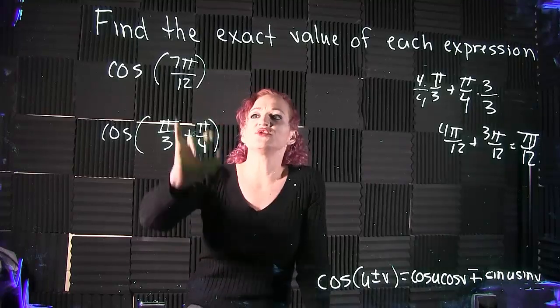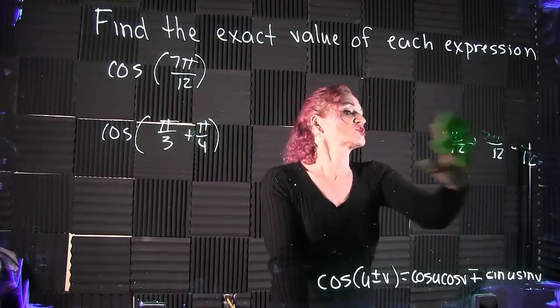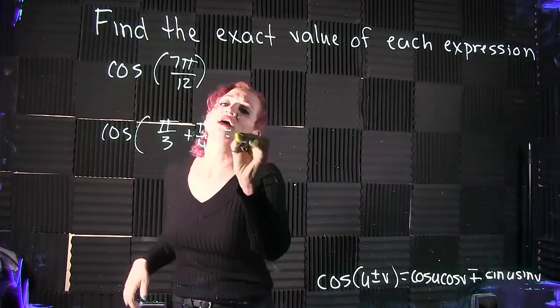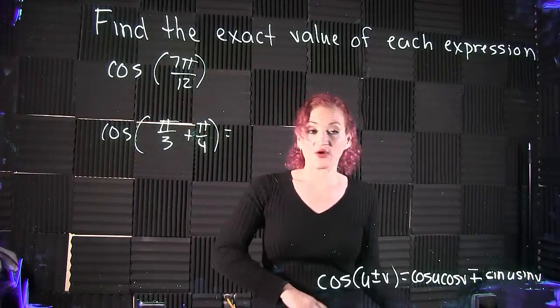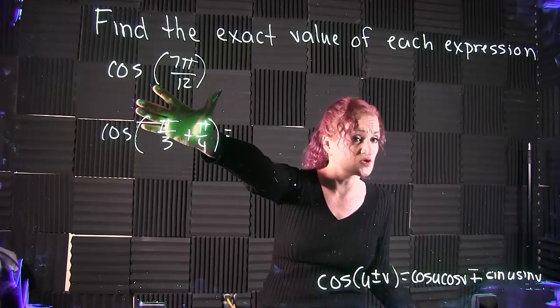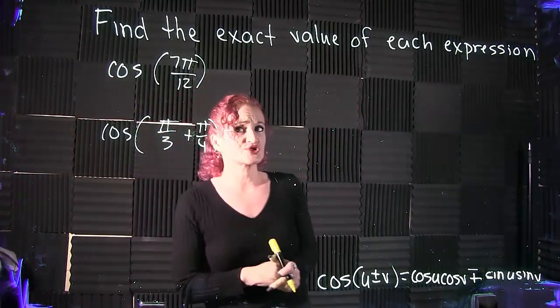Any two that add or subtract to 7 pi over 12 is perfectly fine. Just the ones that popped into my head were pi over 3 and pi over 4. So that's going to be what I go with there. Any other combination, as long as it does add or subtract to 7 pi over 12, you're more than welcome to use, as long as it is a radian measure on the unit circle.